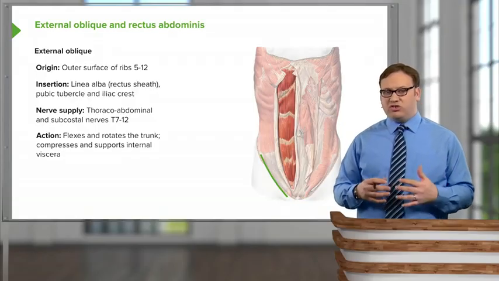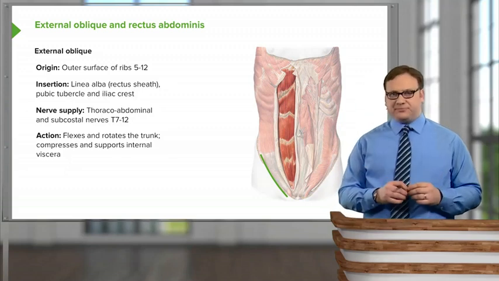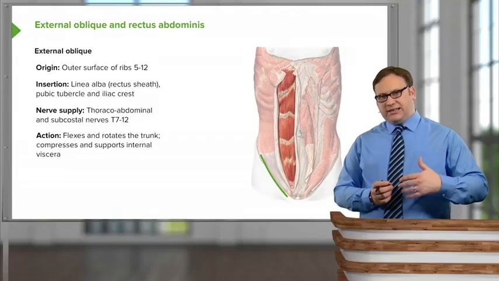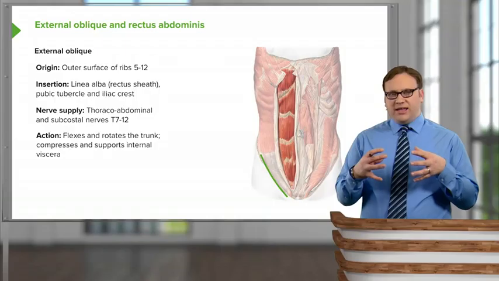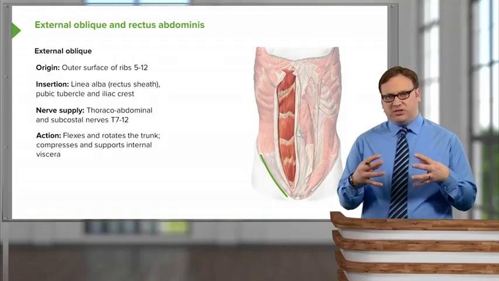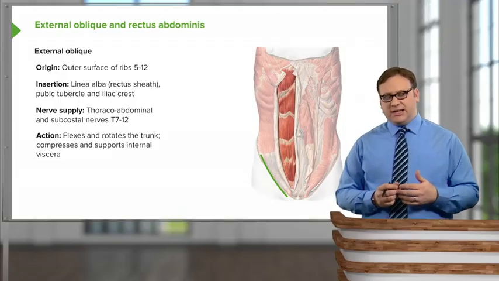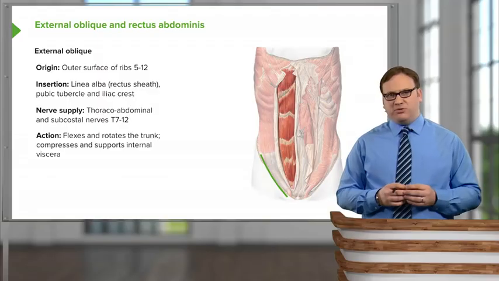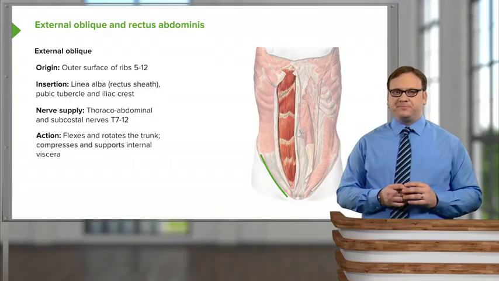So movement of the trunk enables us to move from side to side, enabling us to flex our trunk. Importantly, and this is for all of the muscles which we'll cover, they enable the internal contents of the abdomen to be compressed. This is important when we defecate and if we vomit, how we can increase the pressure within the abdominal cavity by these muscles contracting, helping to expel feces, for example.